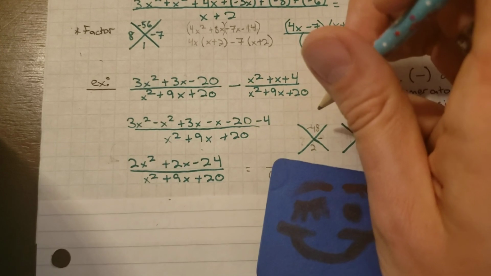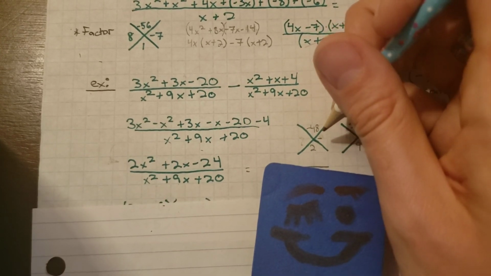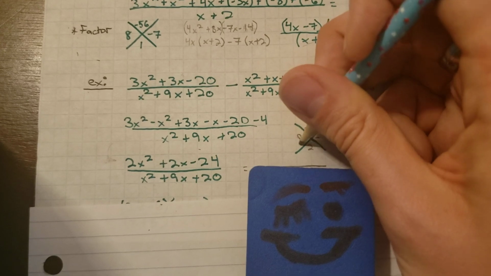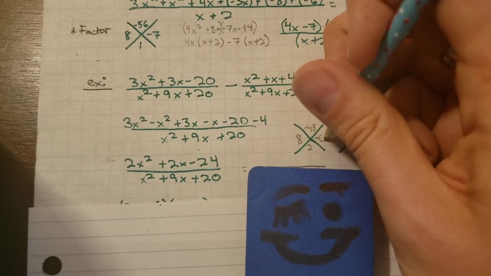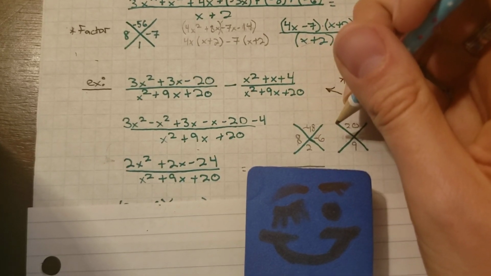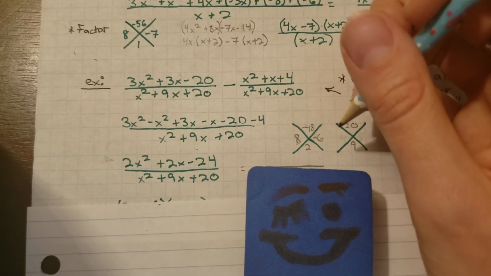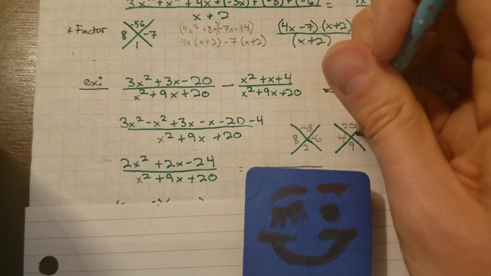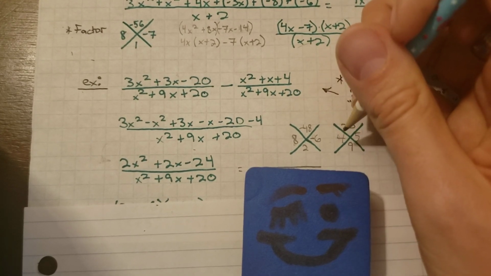And I know 8 times 6 equals 48, and they have a difference of 2 when they're positive. So bada bing, bada boom. And then for these, 4 times 5 equals 20, and add to make 9.